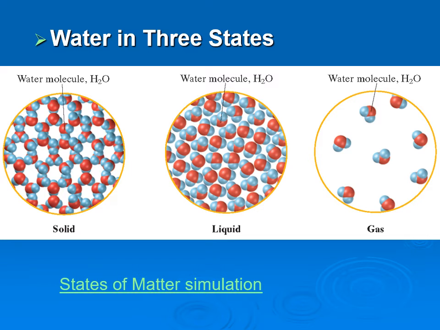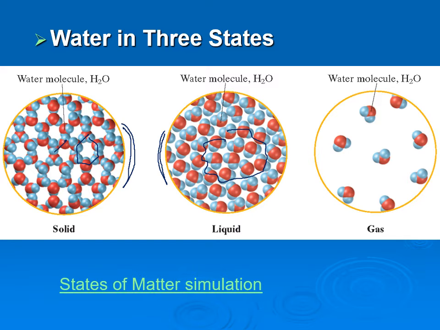This is simply a static image of a solid, liquid, or gas of water, just showing you how the particles vary. In a solid, the particles are very, very ordered. Notice how ordered they are. They are very structured as a solid. Notice in a liquid, the particles are almost as close as they are in a solid, but they're not really ordered. They're much more random than this particular structure.